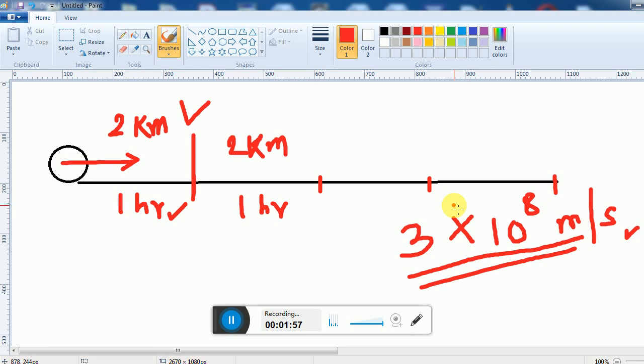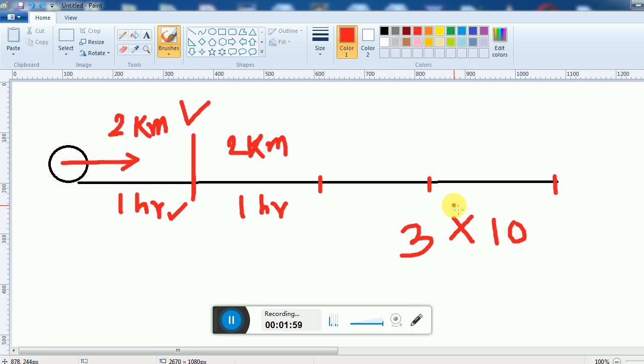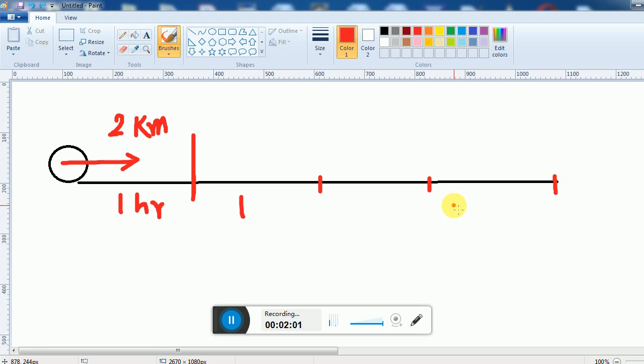Now what is non-uniform? What is non-uniform? Again, this is the object. There are two cases. What is the definition? If an object does not cover equal distance in equal intervals of time, its speed is called non-uniform. What is the meaning of this? Two things can happen. First, this is 1 kilometer, this is also 1 kilometer. Every distance marked here is 1 kilometer.